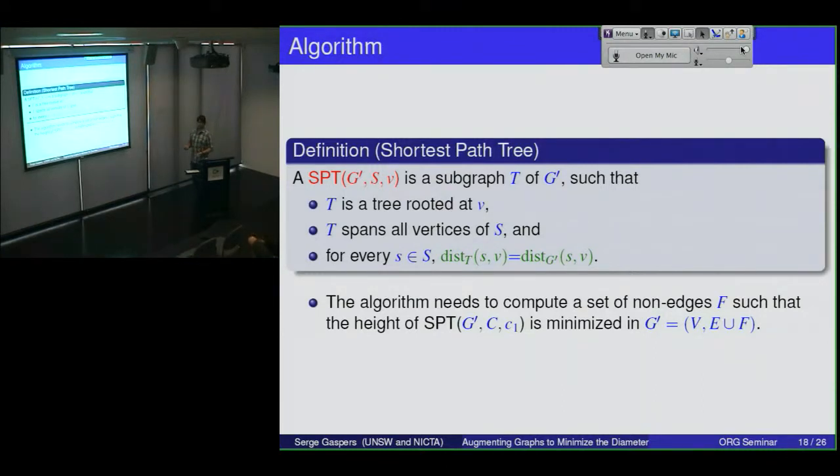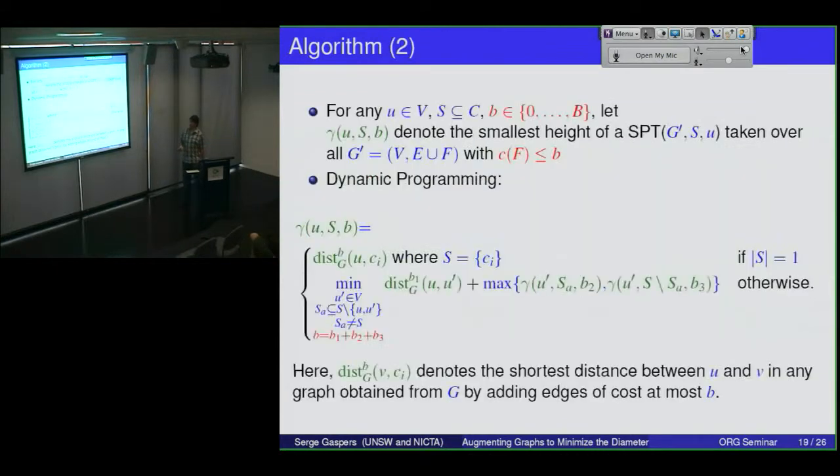So the algorithm now needs to compute such a tree, which is optimum for any augmentation of the graph where we add edges of cost at most B. We want to minimize the height of this shortest path tree by adding non-edges of cost at most B. This is done as follows. For a root vertex u, a subset of clusters S, and a given budget b, I denote by gamma of u, S, b the smallest height of such a shortest path tree.